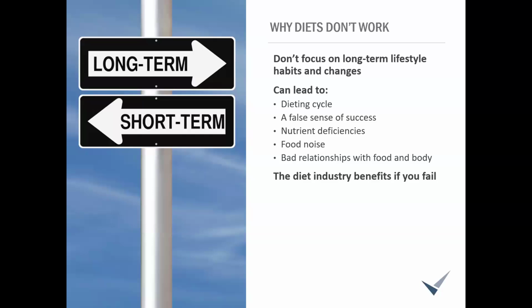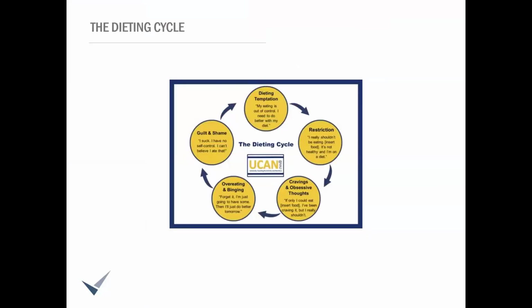Now I want to touch on what happens when you start a fad diet. You most likely will start what we like to refer to as the dieting cycle. The diagram on the screen gives us a visual image of what the dieting cycle is. I want to take a moment to break it down. The first part of the dieting cycle is dieting temptation. This is the catalyst starting the notion of dieting.